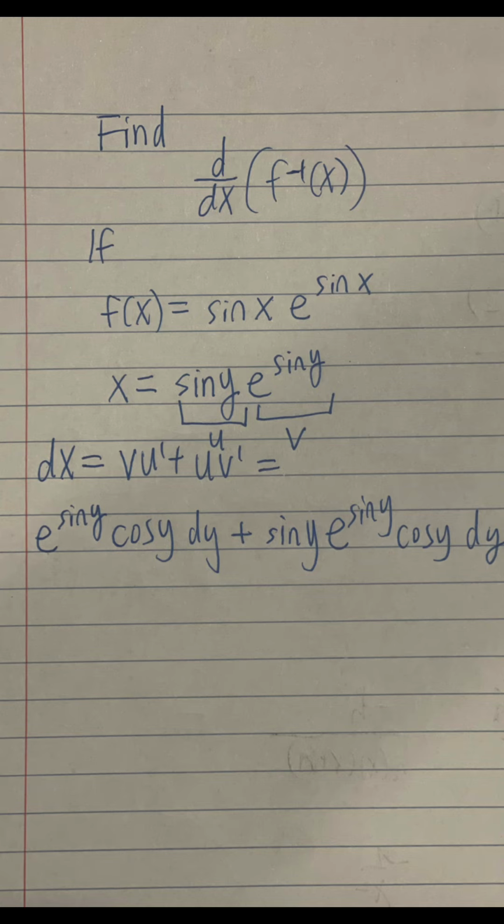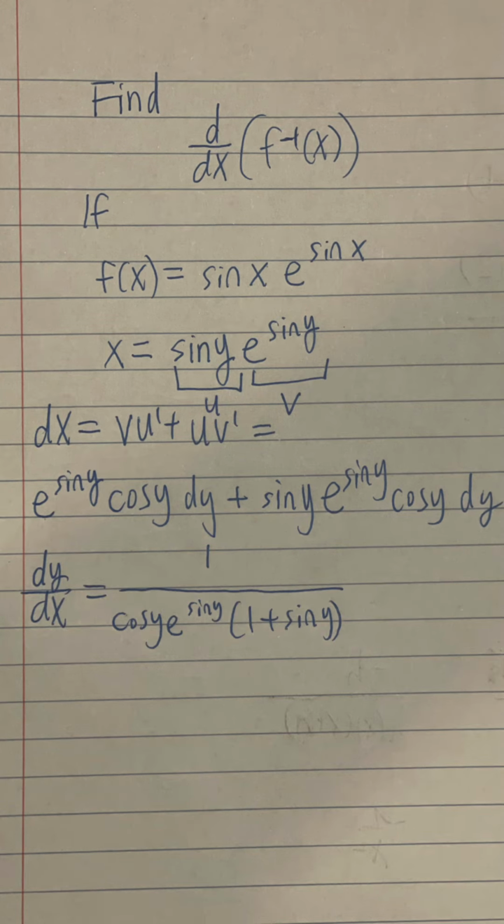Therefore, the derivative becomes the following: e to the power of sine of y cosine y dy plus sine y e to the power of sine y cosine y dy. Doing some simple algebra, we simplify and we get dy over dx equals 1 over cosine y sine e to the power of sine y all times 1 plus sine y.